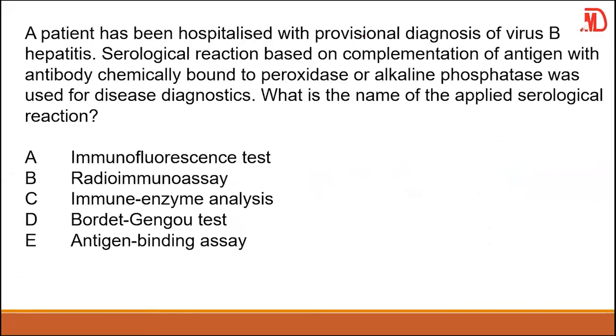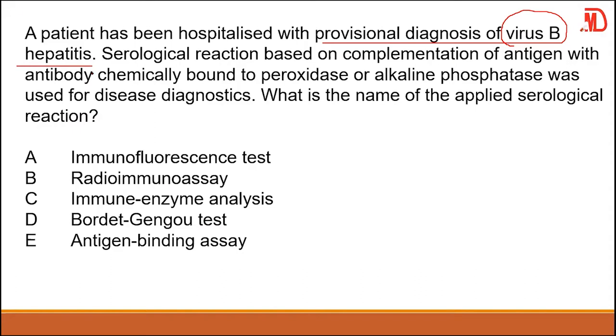A patient has been hospitalized with a provisional diagnosis of virus B hepatitis, in other words, hepatitis B. But before I continue, which marker do you look out for when you have a problem with the liver or when there's an infection in the liver? Who can tell me? ALT and AST. Exactly. ALT and AST. But of course, there are other things you can look out for. For now, we know all of these things are in our head, which is very good.